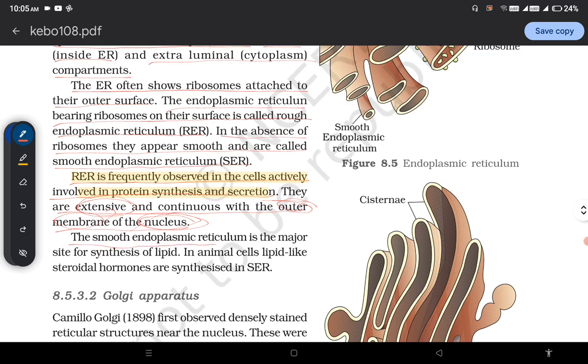The smooth endoplasmic reticulum is the major site for the synthesis of lipids. हाँ, major site for the synthesis of lipids. In animal cells, lipids like steroid hormones are synthesized by smooth endoplasmic reticulum.